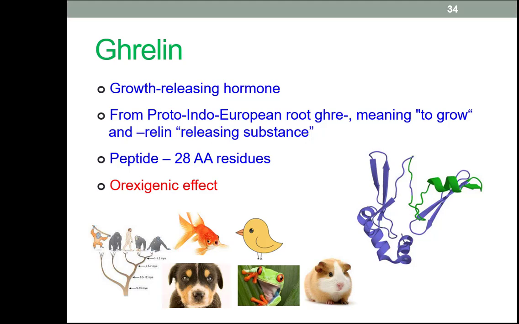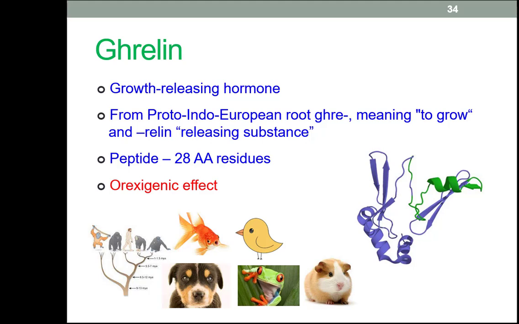Ghrelin's name is derived from the phrase growth-hormone-releasing, with the Proto-Indo-European root gre, meaning grow, and relin, releasing substance. It's a peptide. There are 28 amino acid residues. It is said to be orexigenic. That is a substance which promotes hunger. Orexigenic is the antonym of anorexia, which is a decreased appetite. Ghrelin is the only known orexigenic hormone.